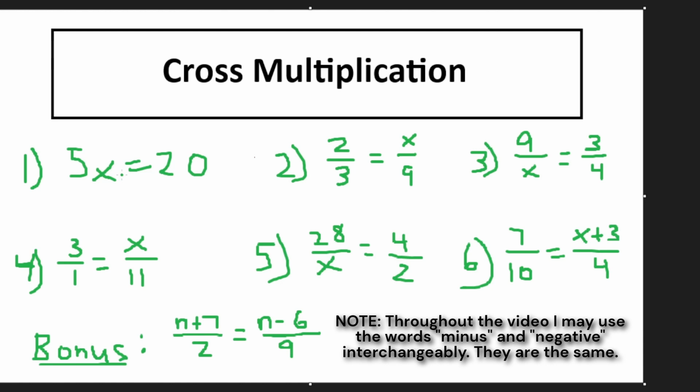Specifically, we'll be looking at 5x equals 20, 2/3 equal to x over 9, 9 over x equal to 3/4, 3 over 1 equal to x over 11, 28 over x equal to 4 over 2, 7 over 10 equal to x plus 3 over 4, and then we'll have a bonus question at the end, which is a little bit more challenging: n plus 7 over 2 equal to n minus 6 over 9. Alright, let's get started.